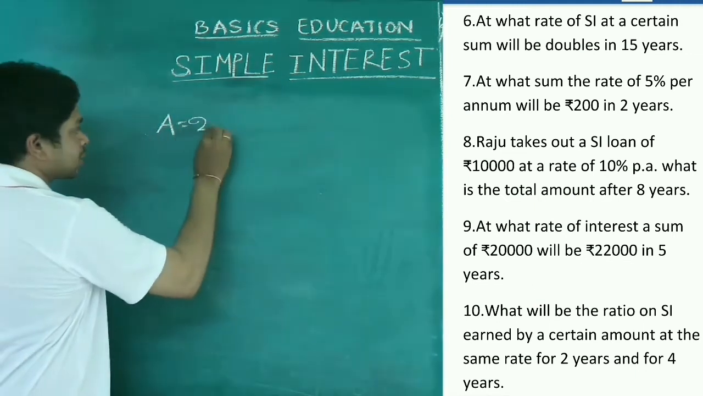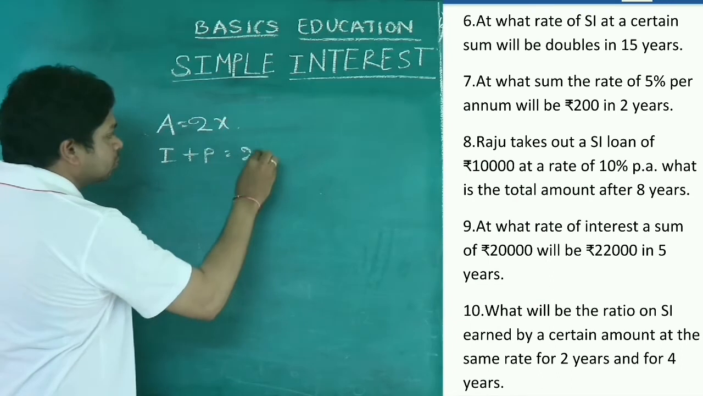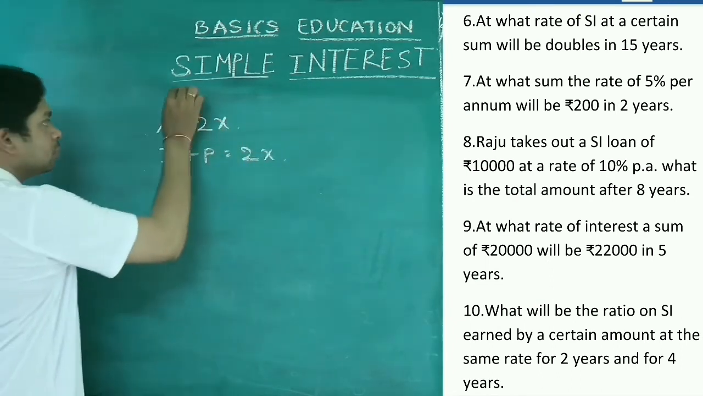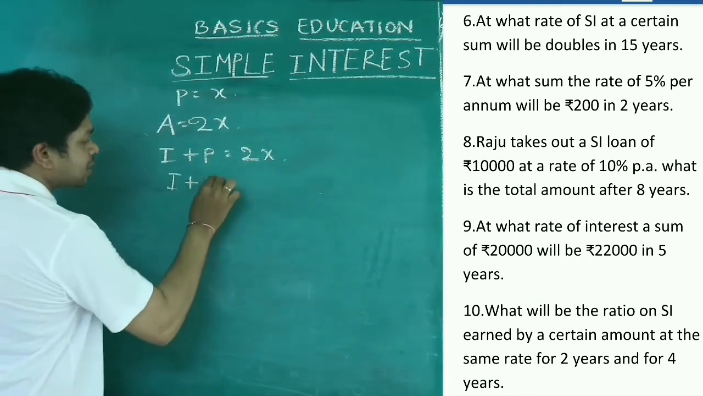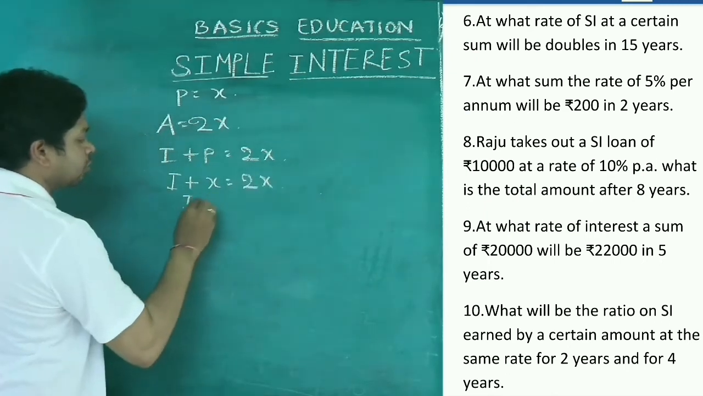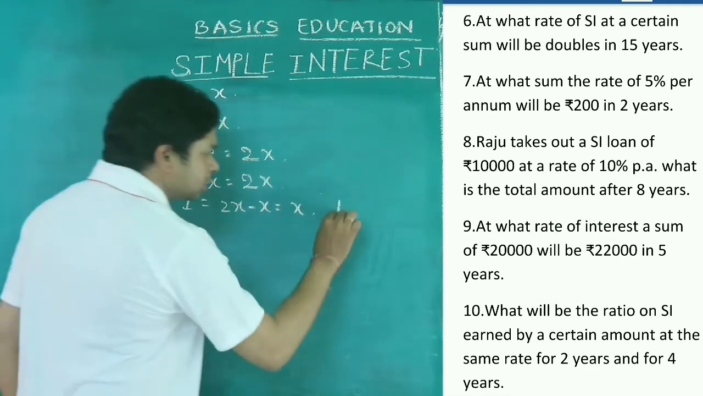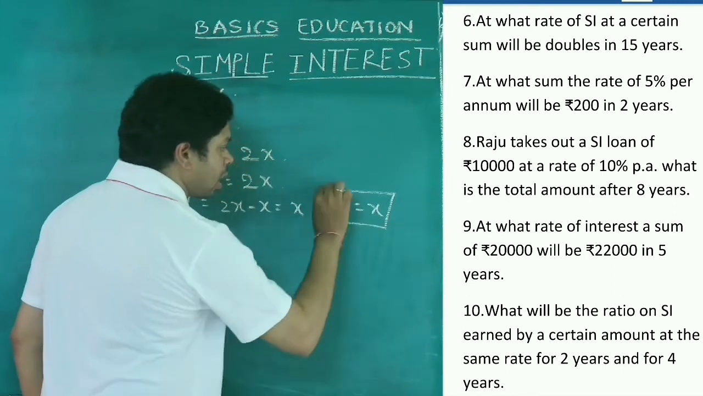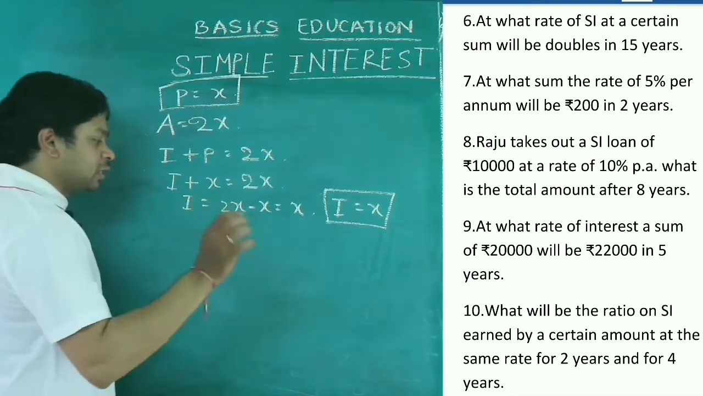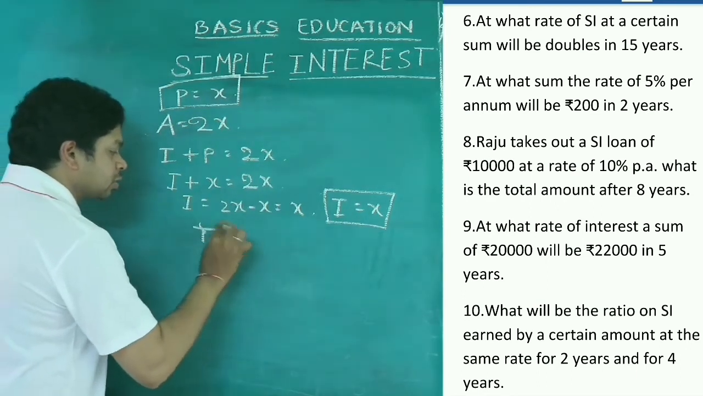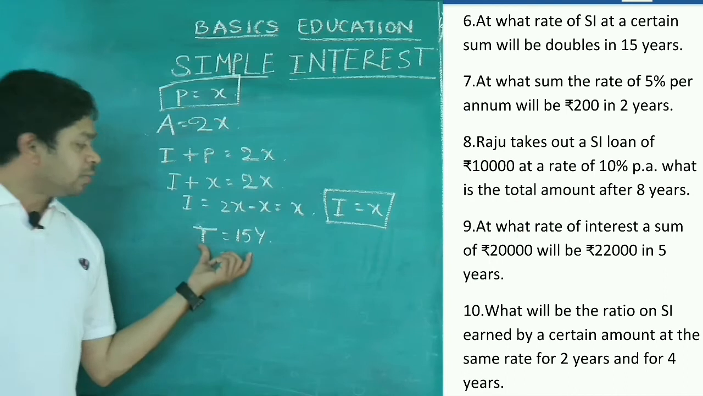So amount means interest plus principal, that equals 2x. If you take the principal as x, then interest I plus x equals 2x, so interest will be 2x minus x, that equals x. So finally we know that the interest is x and the principal is x, and from the data the time is 15 years. He is asking to calculate the rate.